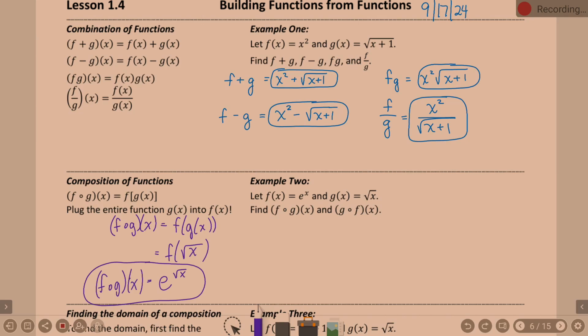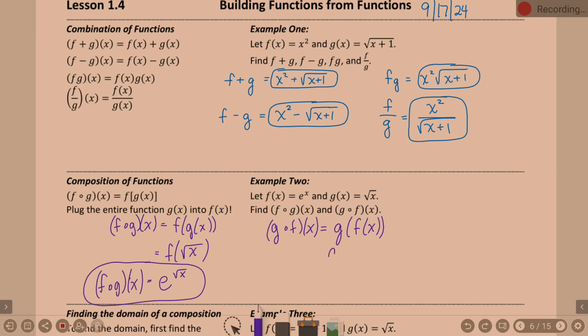Now, let's reverse this. They also ask us to find what I refer to as gof, g composed with f of x. So we change this and we put g first. Remember, g of f of x means it's going to be g of f of x. So what's going on on the inside this time? f of x is equivalent to what? e to the x.